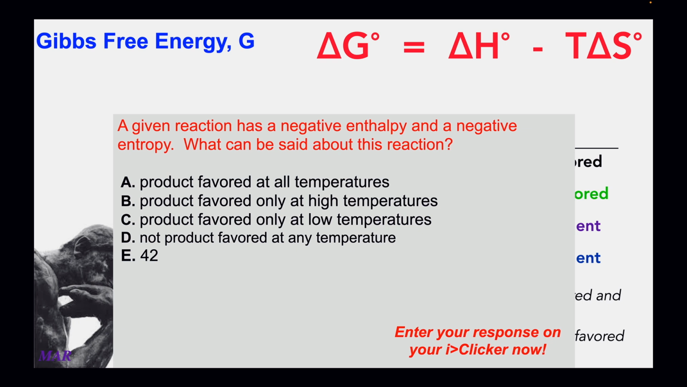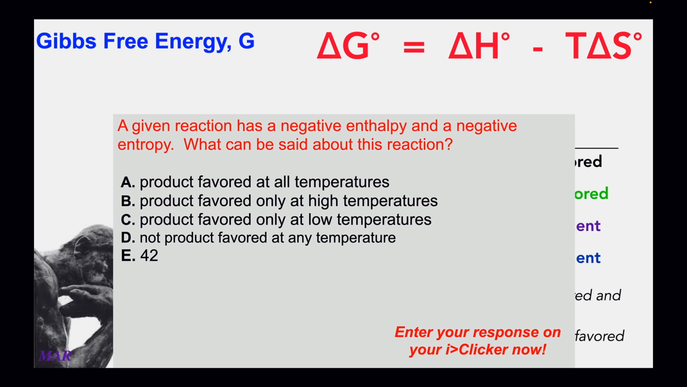So here we have a reaction. It has a negative enthalpy and a negative entropy. So what can be said about this reaction? Is it product favored at all temperatures, product favored at low temperatures, not product favored at high temperatures, etc.?